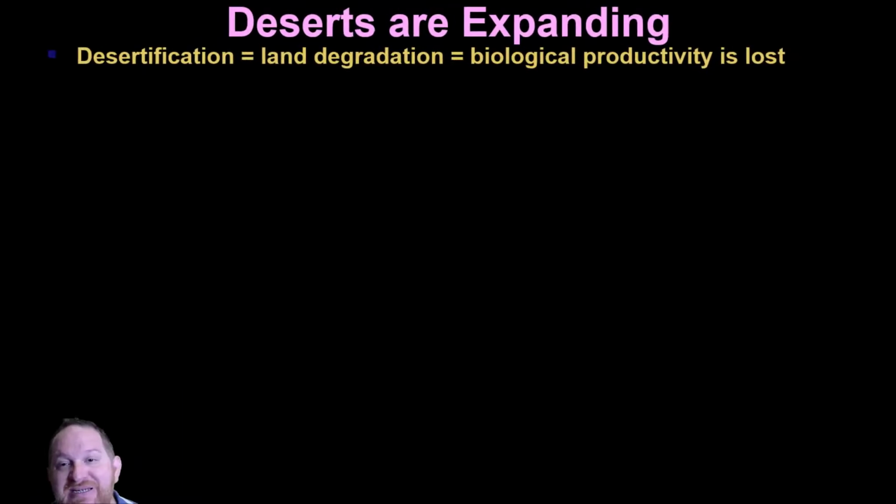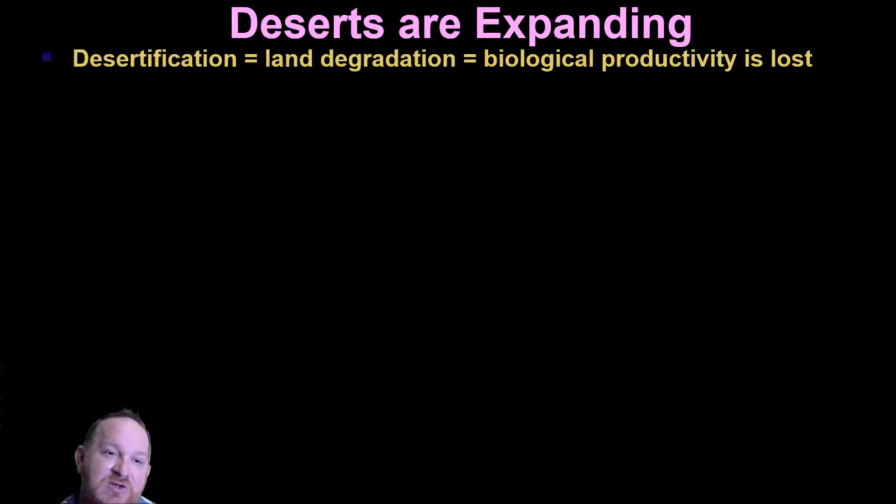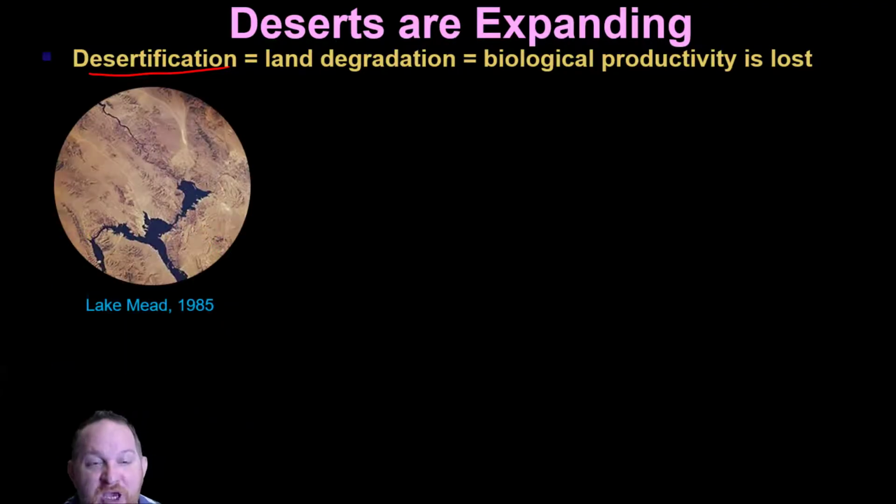So the first one, deserts are expanding. The fancy word is called desertification, right? This is degrading land. When things turn into deserts, we lose biological productivity. So here's a picture. You may have heard of Lake Mead in the news a lot. This is one of the main sources of water, probably the main source of water for Vegas, areas of Colorado, a lot out there in the West.